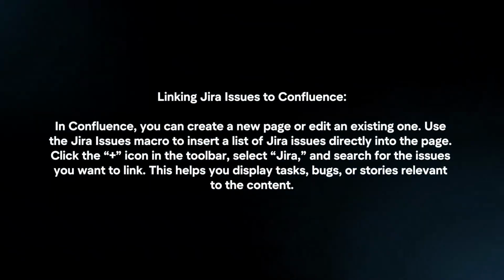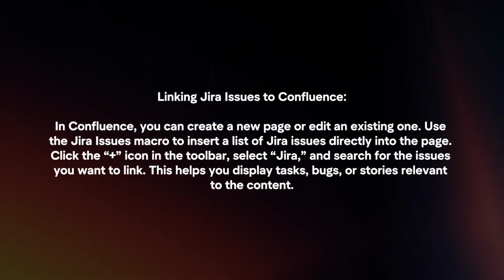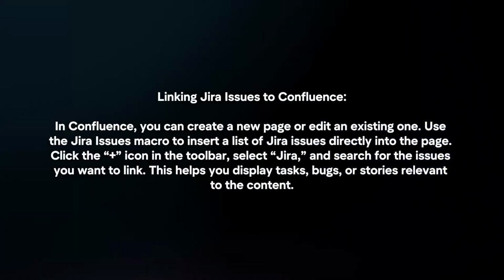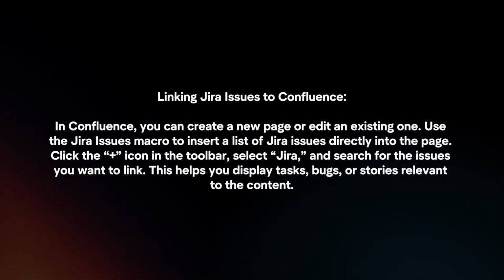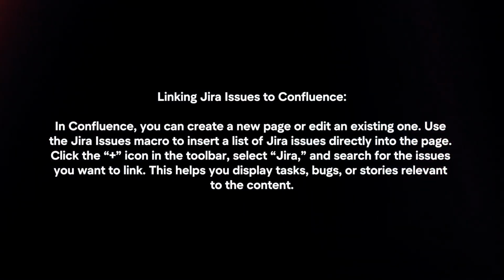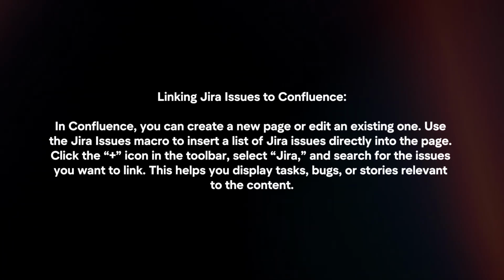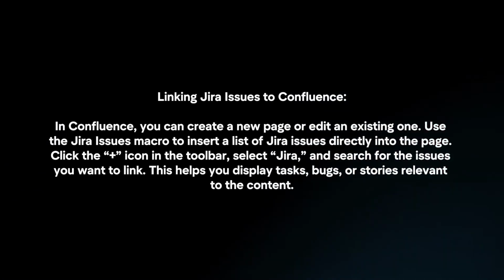Linking Jira issues to Confluence. In Confluence, you can create a new page or edit an existing one. Use the Jira Issues macro to insert the list of Jira issues directly into the page. Click the plus icon in the toolbar, select Jira, and search for the issues you want to link. This helps you display tasks, bugs, or stories relevant to the content.